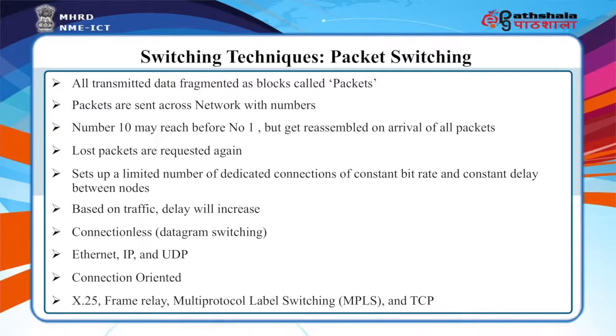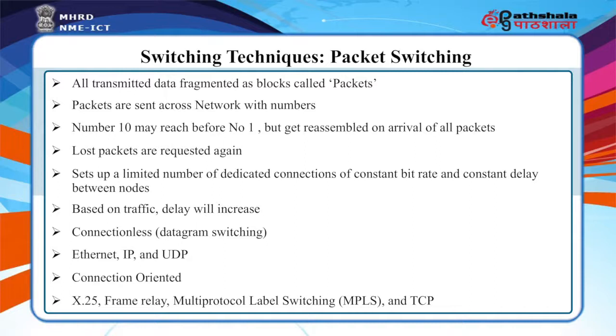Next one is packet switching. All transmitted data is fragmented into blocks called packets. These packets are sent across the network with a number. For example, if I want to send my photograph from my computer to somebody, the photograph itself will be fragmented, split into small data containers. Those small data blocks are called packets, and these packets will then be numbered.